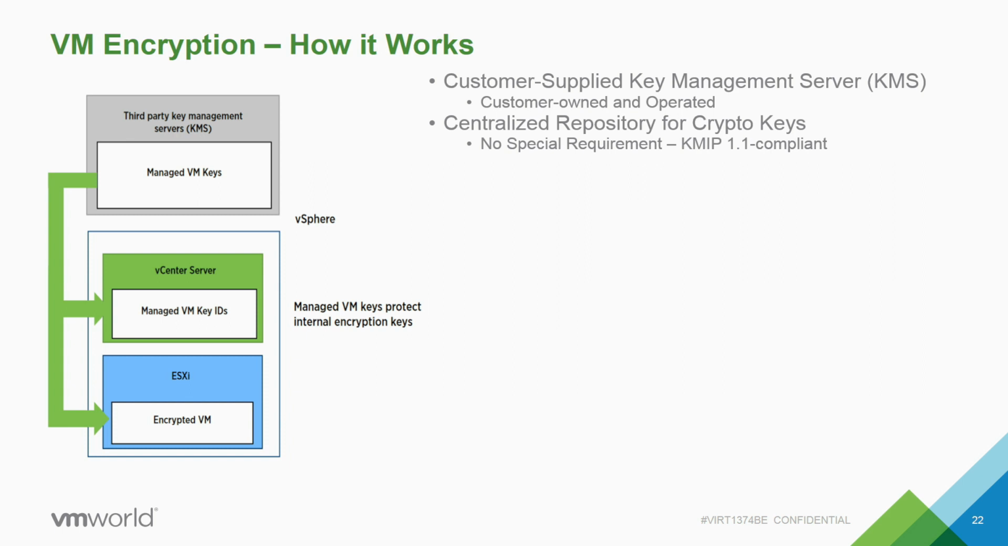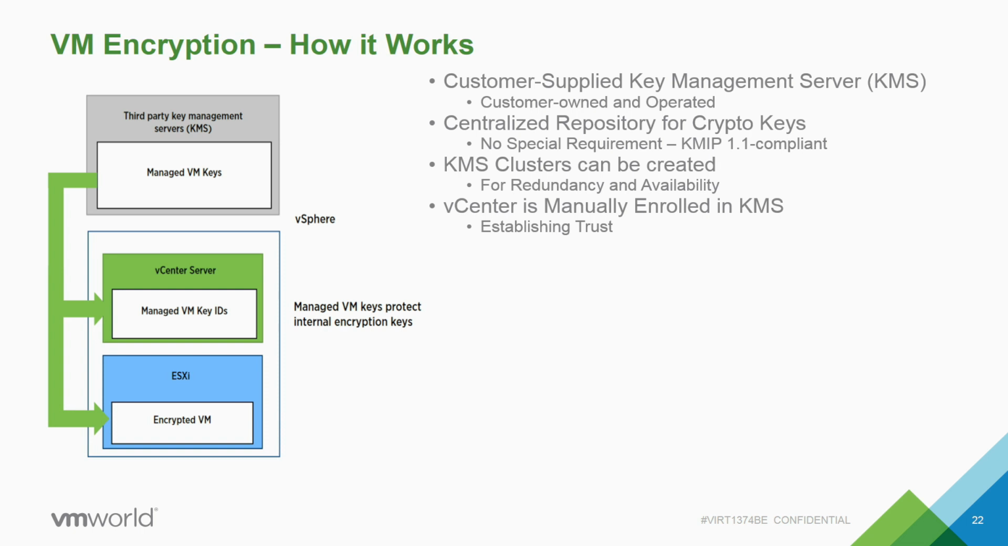As long as it's KMIP 1.1 compliant, we don't care. And as long as the vendor tests it with vSphere, we don't care. We don't even ask you which one you're using. Please create a cluster of KMS because, if you have one single KMS and that KMS becomes unavailable, how do you decrypt or re-encrypt data? So if you have a cluster of them, then you have, as in everything, high availability.